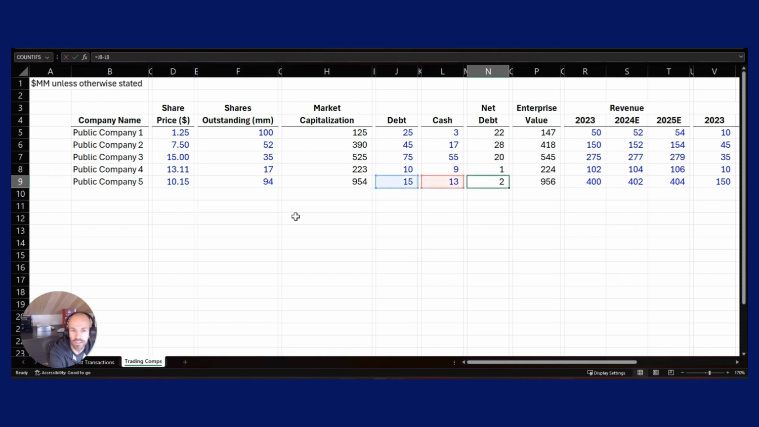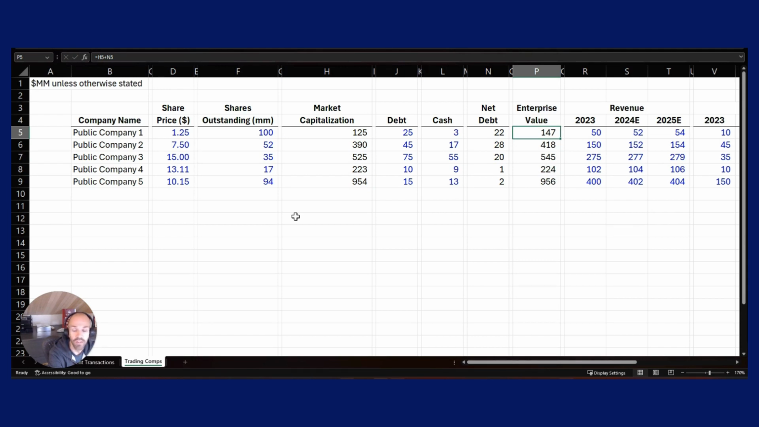The reason we do this is because that cash could be used to reduce the debt. You could reduce the 3 million of cash in this example to zero and have $3 million less of debt, to bring it down to 22 million. So that's why we use net debt as the way of getting from equity value to enterprise value. So enterprise value, as I've said, is the market cap or equity value plus the net debt. And we've done that same formula here for each of these public companies. So that's how we get to enterprise value.